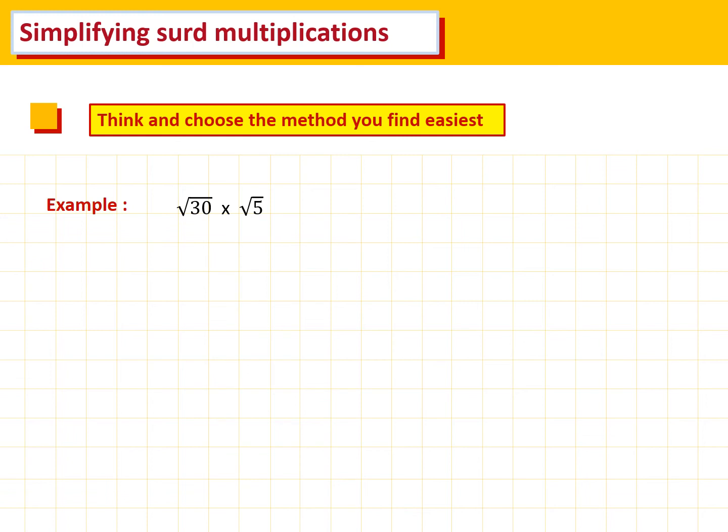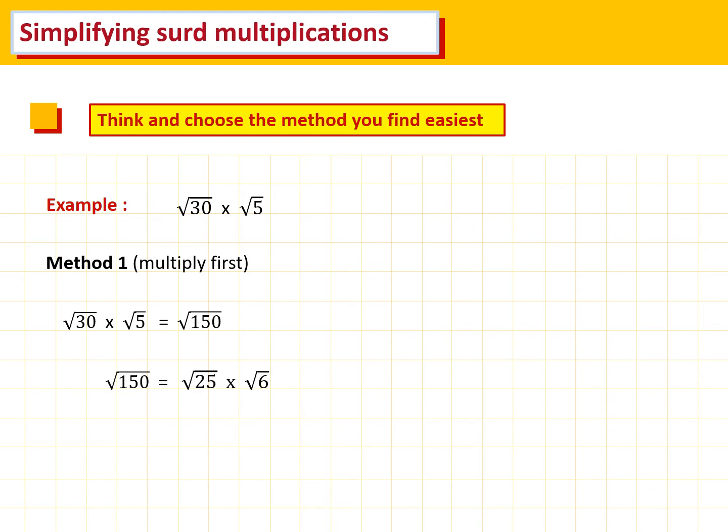The square root of 30 times the square root of 5, using the rule, we can just write that as the square root of 150. Now we try to simplify that by asking what is the largest square number that divides into 150? And the answer to that is 25, because we can write 150 as 25 times 6. So the square root of 150 is the square root of 25 times the square root of 6, and the square root of 25 is 5, so we can write that as 5 root 6.